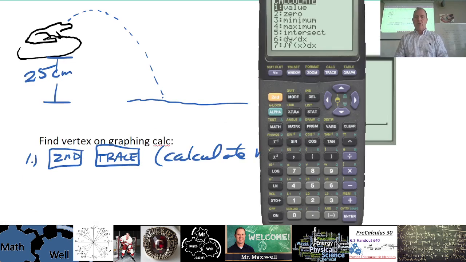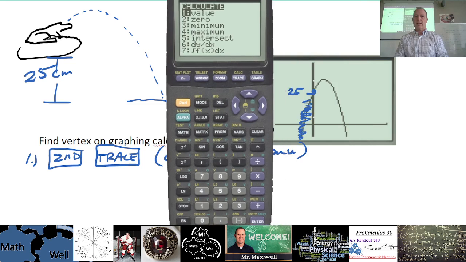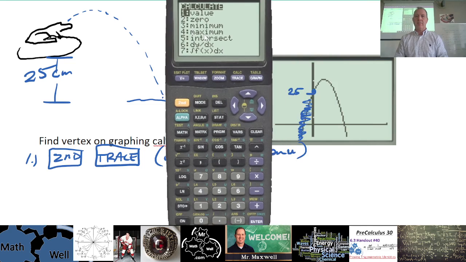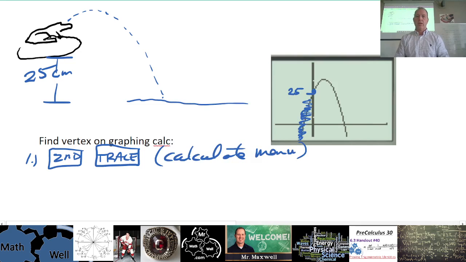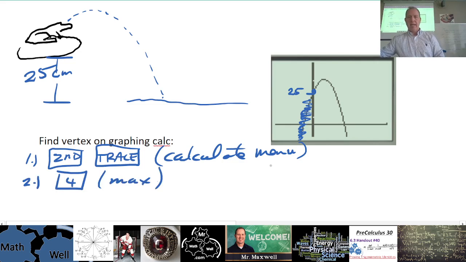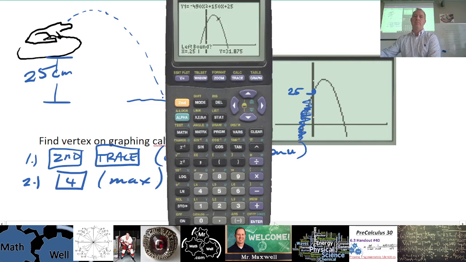So second function, calculate. Now notice we're going to look for the vertex, which is actually here the maximum value. So hit number 4, press 4, for maximum in this case. If it was a parabola that was opening downward, we'd try and find the minimum.